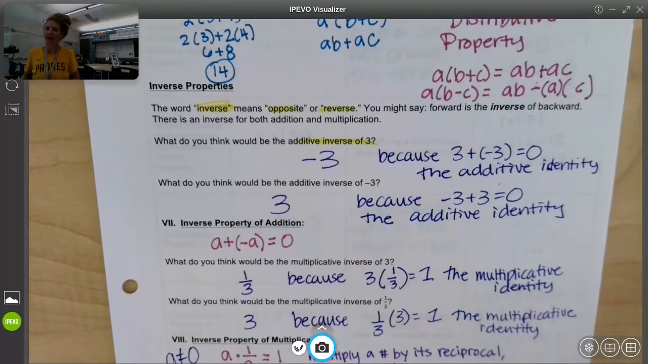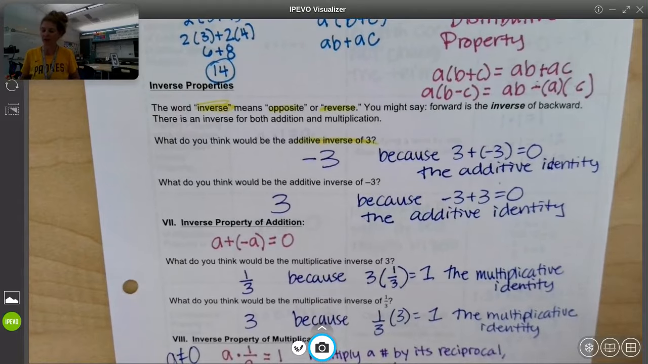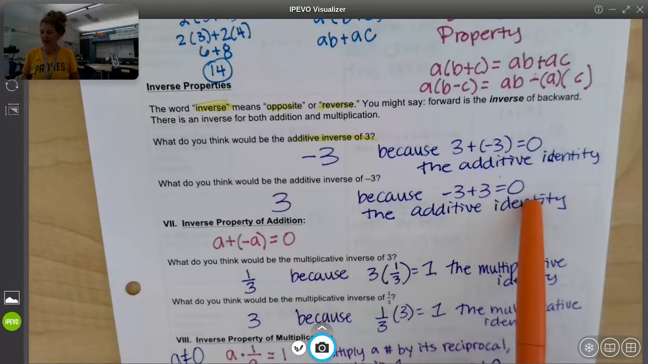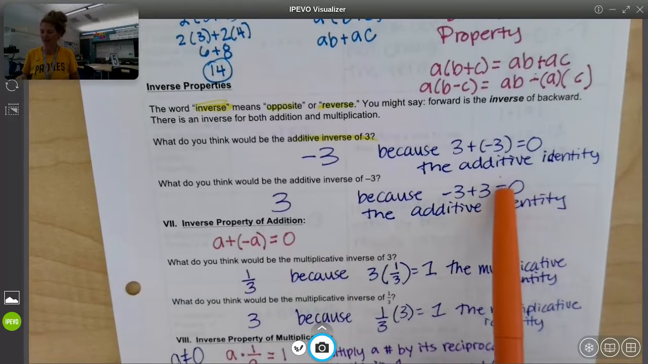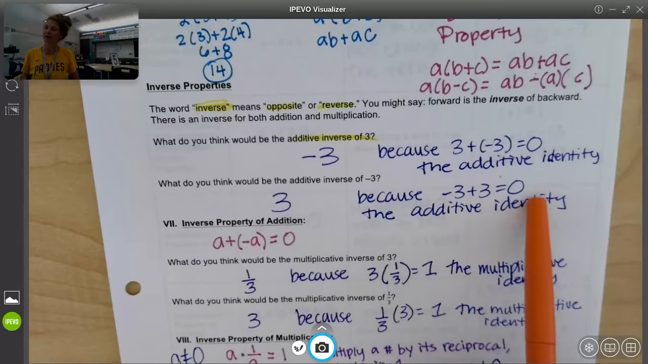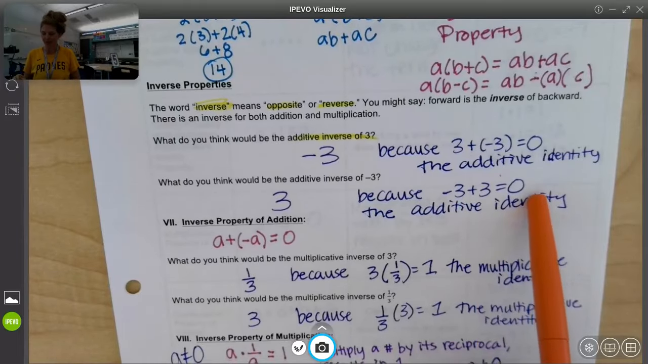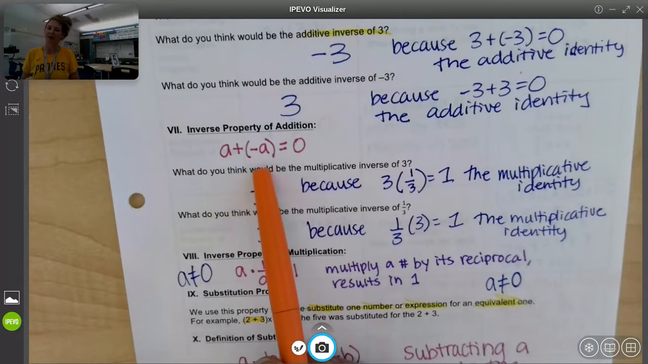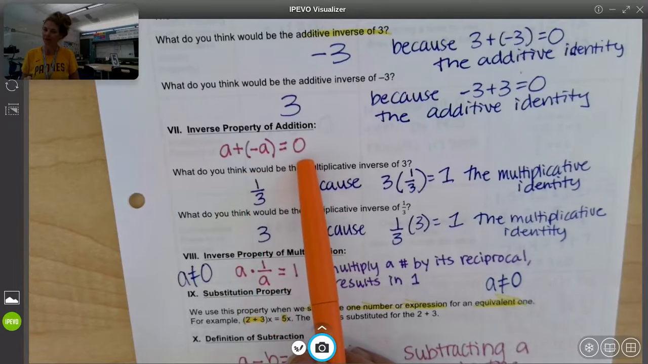We have been looking at additive inverses for a while because we started with the chips and tile models in module 2 with them. And then what would the additive inverse of negative 3 be? That's 3 because negative 3 plus 3 is 0, the additive identity. Remember, when you add your additive inverses together, you get the additive identity. The inverse property of addition formally states that A plus the opposite of A is equal to 0, or A plus negative A is equal to 0.